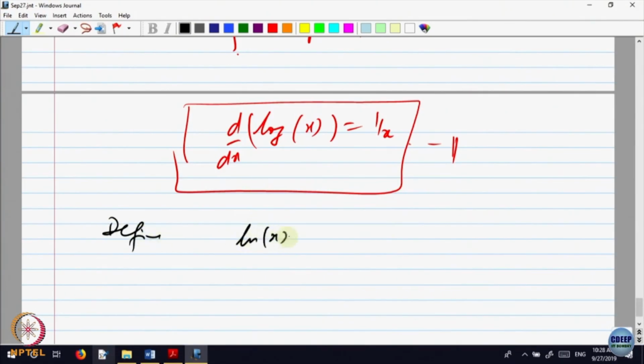So one defines ln of x to be equal to the integral. Now what is the value of log of 1? That is taken as 0, right? So let us start from 1 and go to x, 1 over t dt for x bigger than 0, and if it is less than 1, what shall I do? I can only write x to 1, right? So x to 1 but with the negative sign.